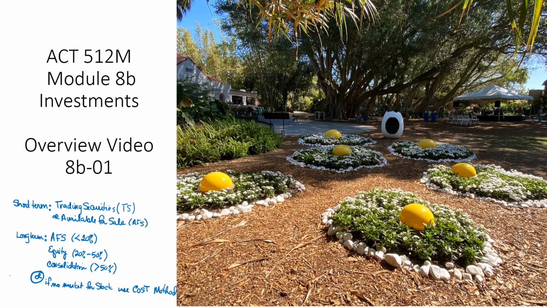And finally, if you own more than 50% of the stock, you use the equity method during the year, and then at the end of the year, you will consolidate the financial statements together. If there is no market value for the stock, whether they're short-term or long-term, you use what's called the cost method, because if there's no market, you cannot mark to market, so you keep it at its cost, whatever you paid for it. So that's the overview.